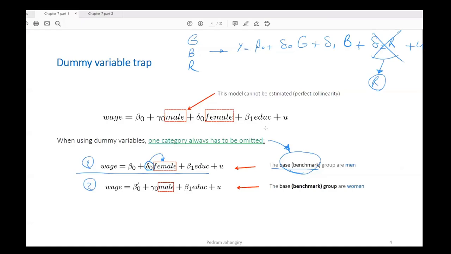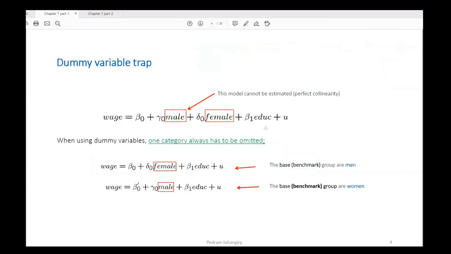What does it mean? When I look at delta zero, it says that on average, greens are earning, if it is wage, delta zero more or less than red. Blue, on average, is earning delta one more or less than red. So we are comparing things to the one that we're dropping from the model. This is the definition of a base group. As I said before, we're going to see 5-6 examples from the textbook, and all these things will make sense when we put it together.